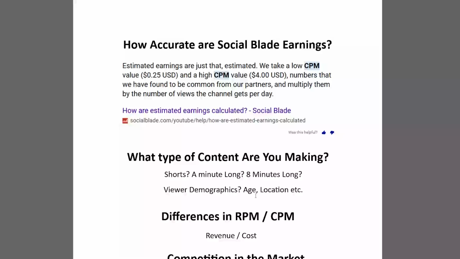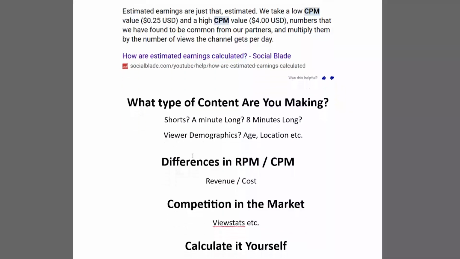Because then you're not going to get very high earnings, because Indians aren't going to spend as much as Americans, for example. How old are they? Generally, older people tend to have higher RPMs because they're a more desirable advertiser-friendly market, as opposed to 10-year-olds who are going to have to beg their mum for their credit card. What location? Of course, we've already covered that.